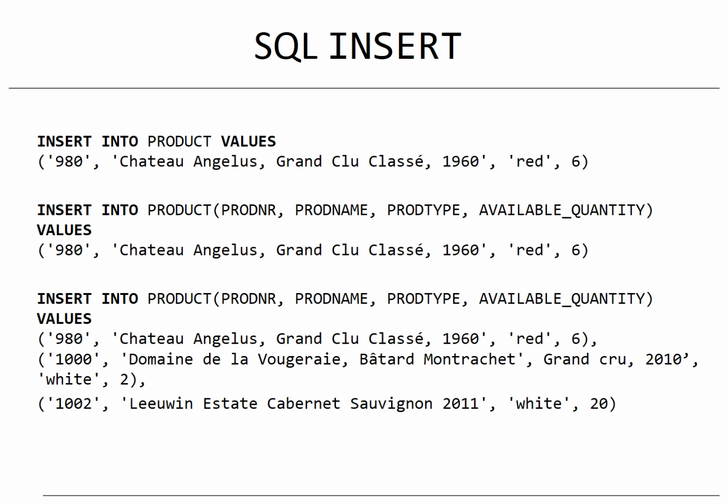The second statement is equivalent, but also explicitly mentions the column names. This is recommended so as to avoid any confusion. The third statement adds 3 tuples to the product table. It is important to respect all constraints defined, such as not null, referential integrity constraints, etc., when adding new tuples to a table.